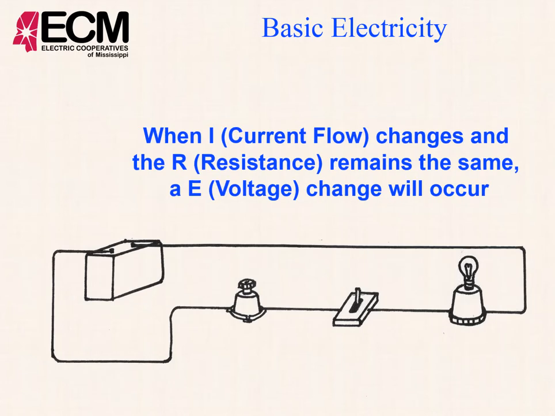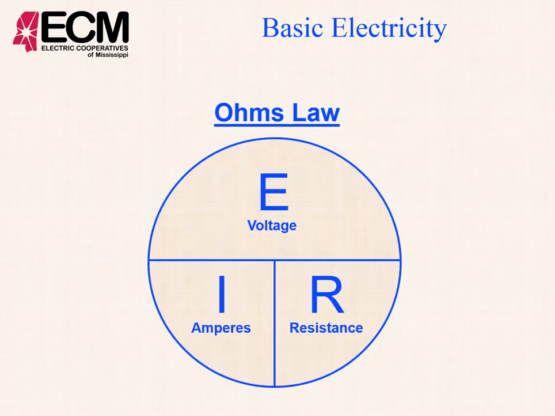When I, the intensity of current flow, changes and the resistance remains the same, then the voltage would change. Basically this is the way we keep up with it. It's the Ohm's Law wheel. We have voltage on top, amperage here, and resistance there. So basically it's simple math. If you have the voltage on the top and you know the current, we can divide the current into the voltage and find out the resistance. The same thing, we can take the resistance and divide it into the voltage and find out what the amperage is. Or we can take the current and multiply it by the resistance and find out what the voltage is.